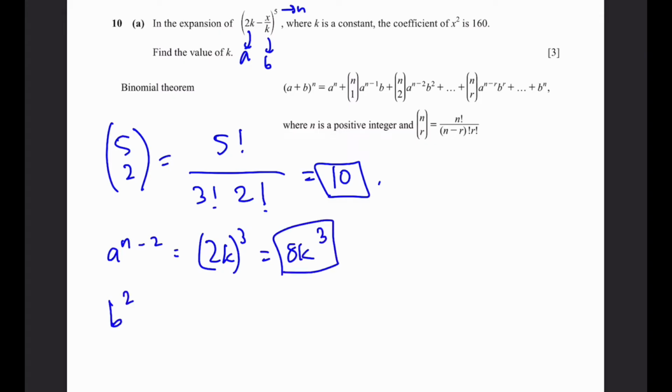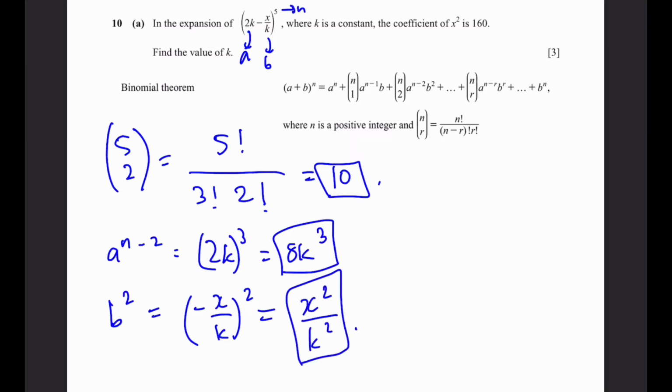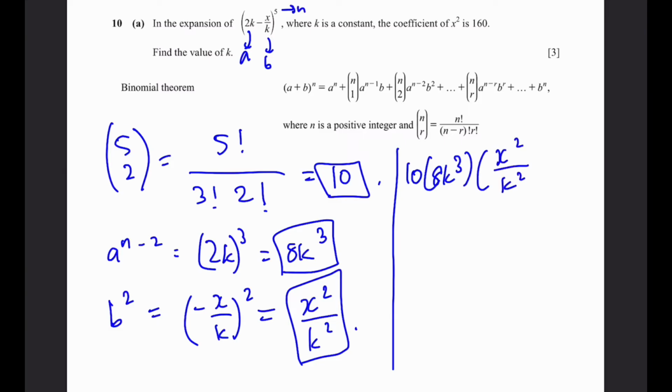Now what's b squared? Of course, that's going to be minus x by k the whole squared. But negative squared is always positive, so we can write this as x squared by k squared. Now we just have to multiply this to get the second degree term. 10 times 8k cubed times x squared by k squared is going to be equal to 80k x squared.